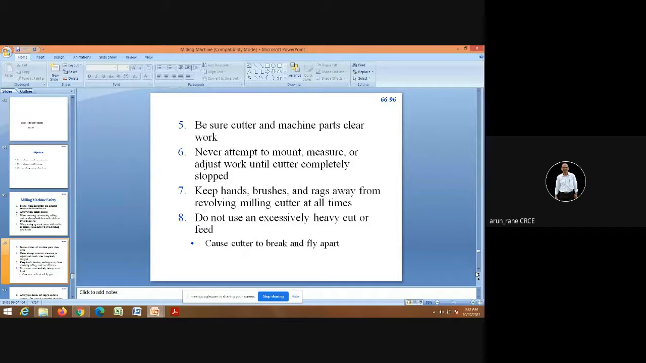These are some safety precautions. The most important is that you never handle workpiece or chips or tool with the hand. If you are handling with the hand, you should be very careful. It is always advisable that you use gloves.